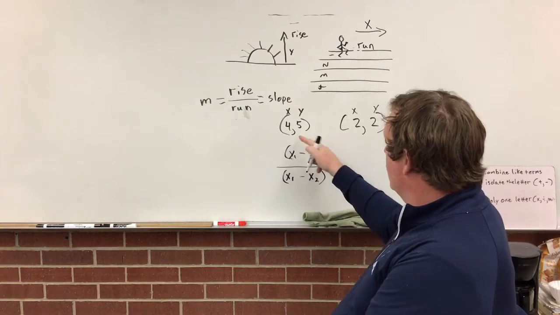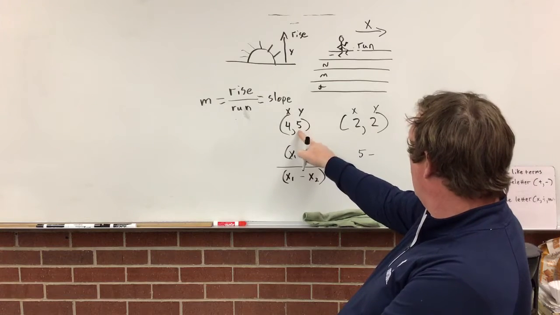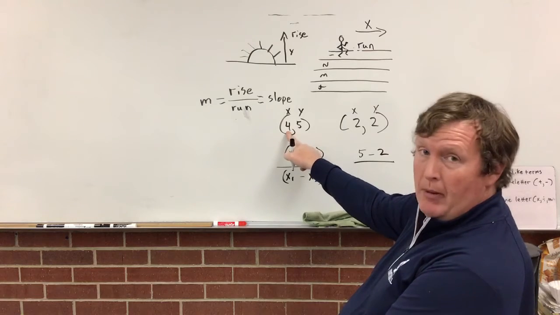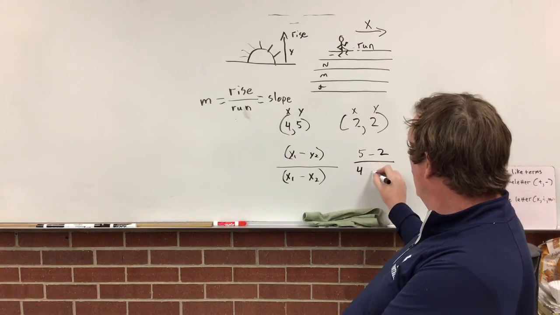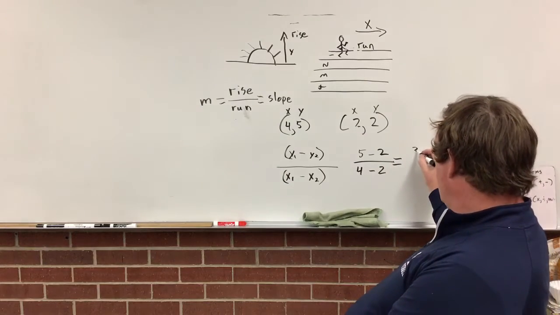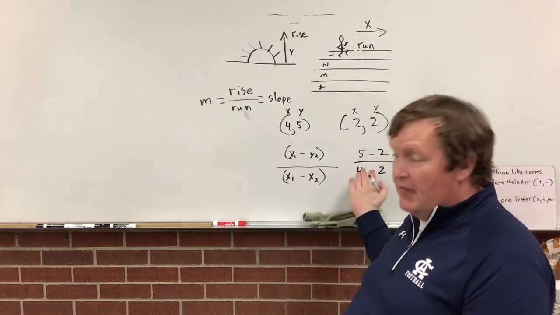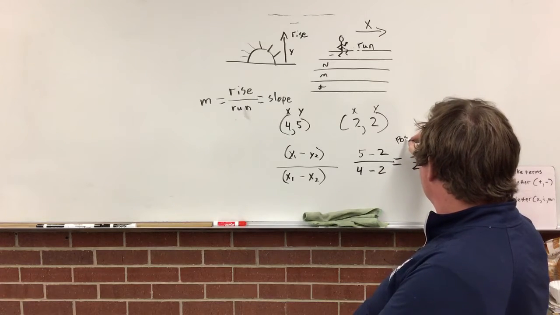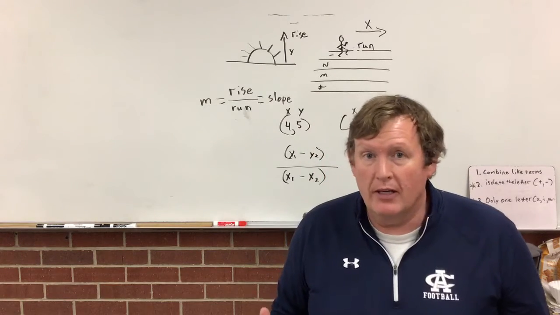So if I started with this one, I'm going to say 5 minus 2, this is the first ordered pair, over, and then I go back to the first ordered pair for my x. I don't start with this one. I go with this one. 4 minus 2. And when I do that, 5 minus 2 is 3. 4 minus 2 is 2. We leave it as an improper fraction. But that's our slope right there. And I can tell it was a positive answer, so I have a positive slope. Okay? So that's what it is. That's how we do it.